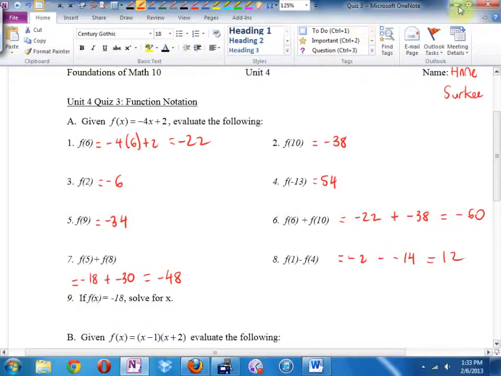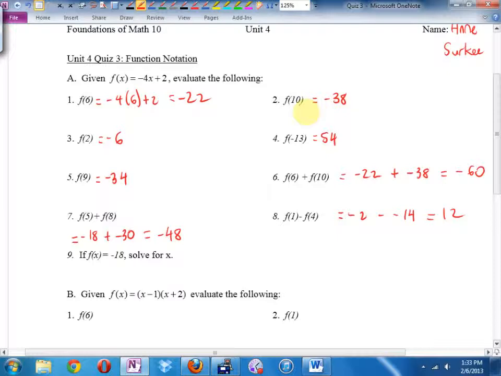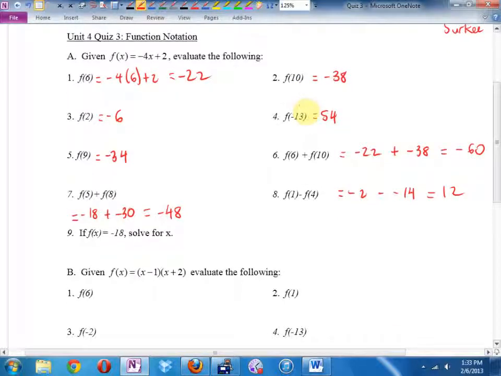Number 9. Here's what they don't want me to do. They don't want me in number 9 to put a negative 18 for the x. Otherwise, they would have written f of negative 18. What they're really saying is this. If f of x, what is f of x? Tyler, can you read me where it says a given? What is f of x? It's really saying if negative 4x plus 2 works out to negative 18, solve for x. So I can also, in a small amount of writing, give you a whole equation to solve. Also fairly convenient and short.